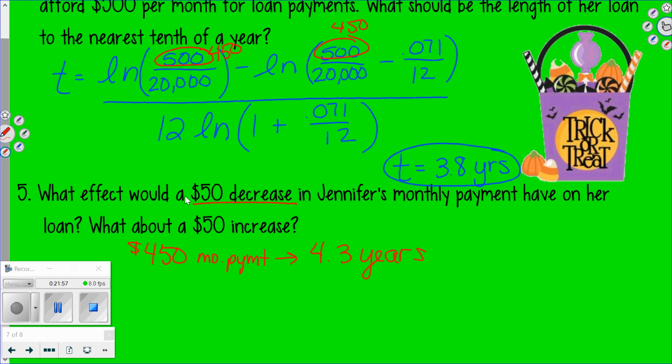So that added, what, about a half year? Then the question also asked, what about a $50 increase? So if this was 550, arrow up so it's highlighted, and then hit enter, and then you can arrow back through it. Yeah, that saves you a lot of time than retyping everything. Yep, and I got 3.4 years.